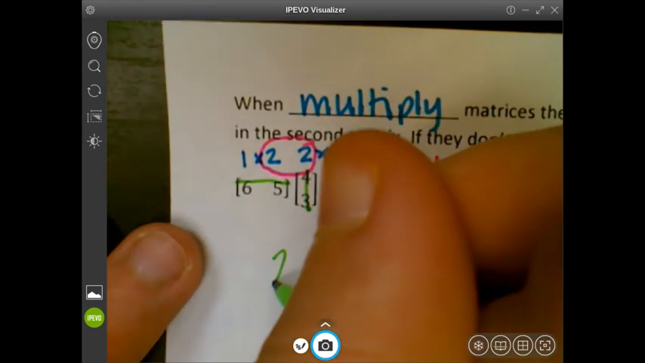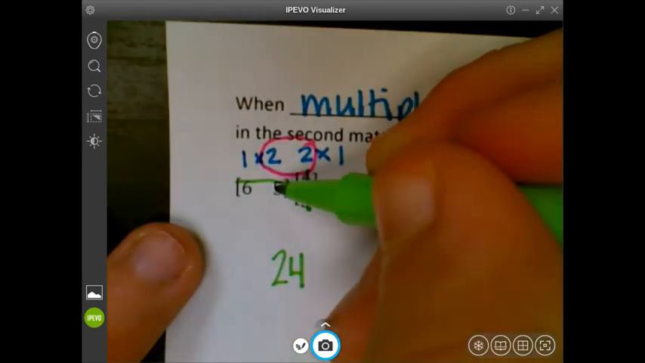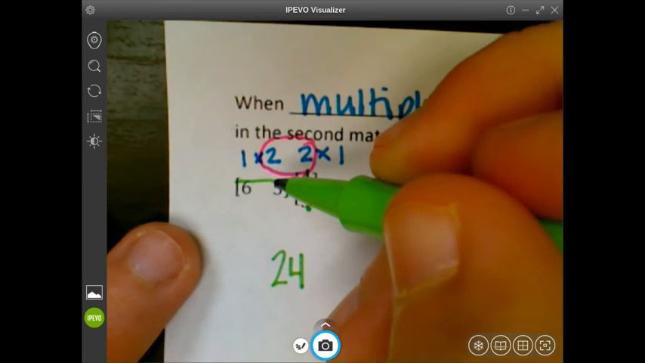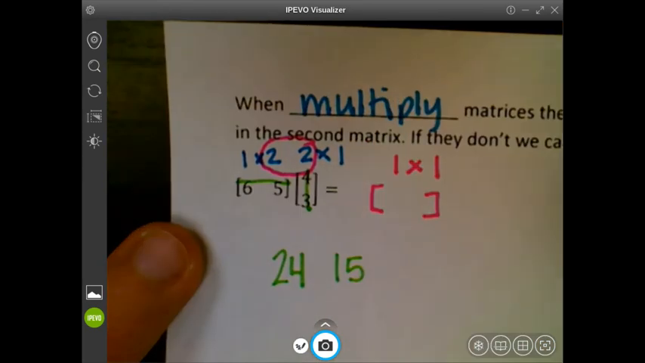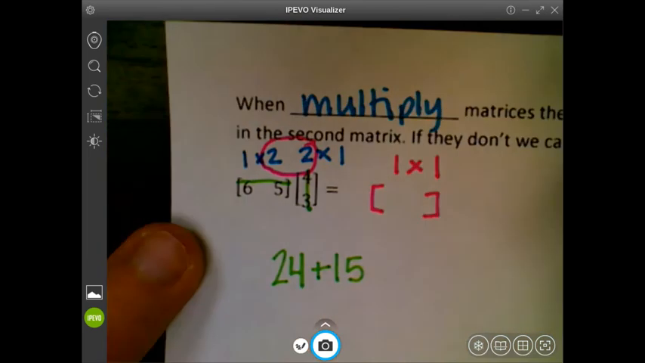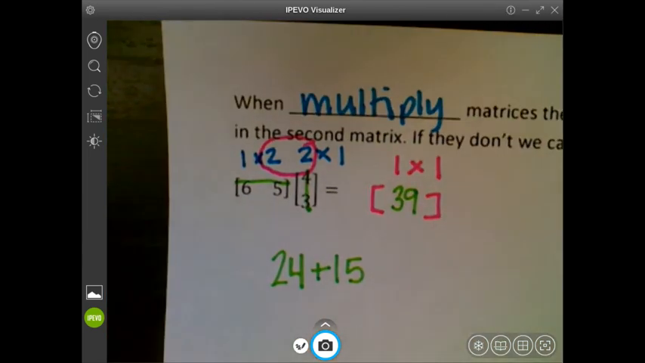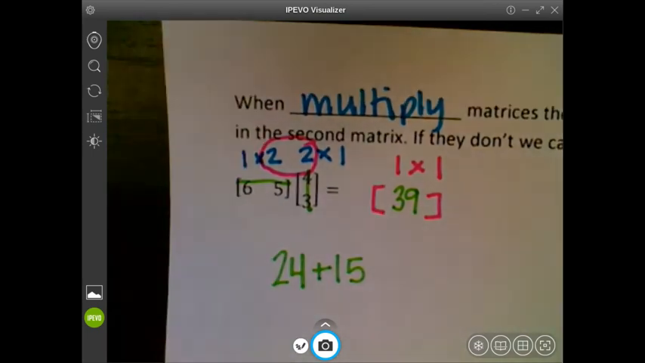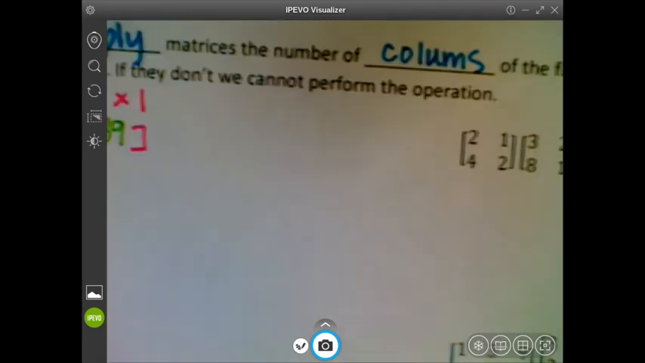So 6 times 4 is 24. Then it's the second number in the row by the second number in the column. So 5 times 3 is 15. And then to finish this multiplication, you add those two numbers together. So our solution is one matrix. It's a 1 by 1. There's one number, and it is the number 39. So multiplying matrices is a little bit different.